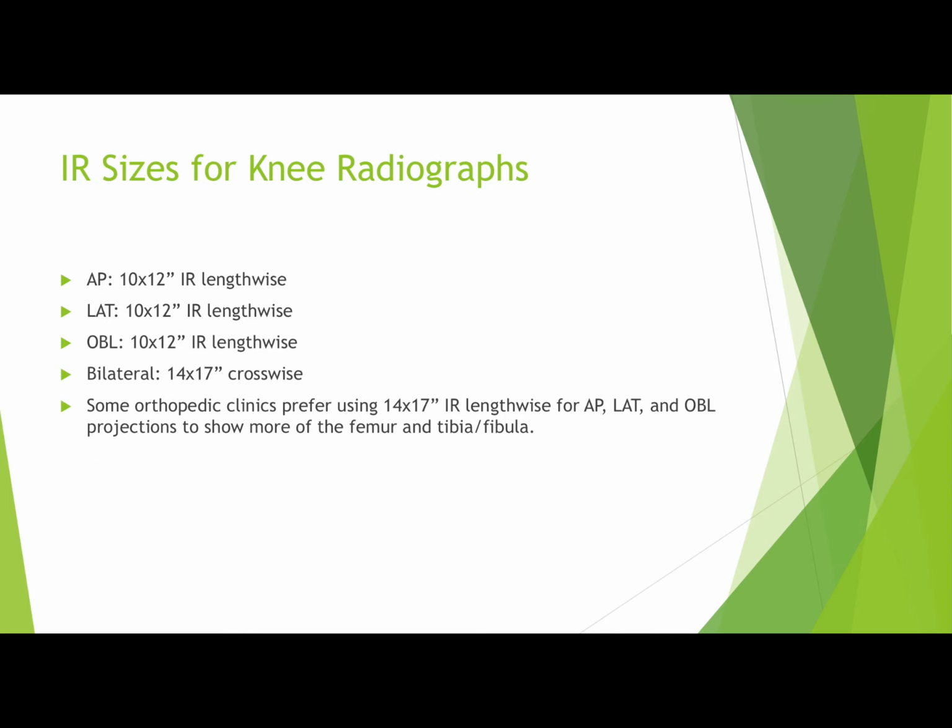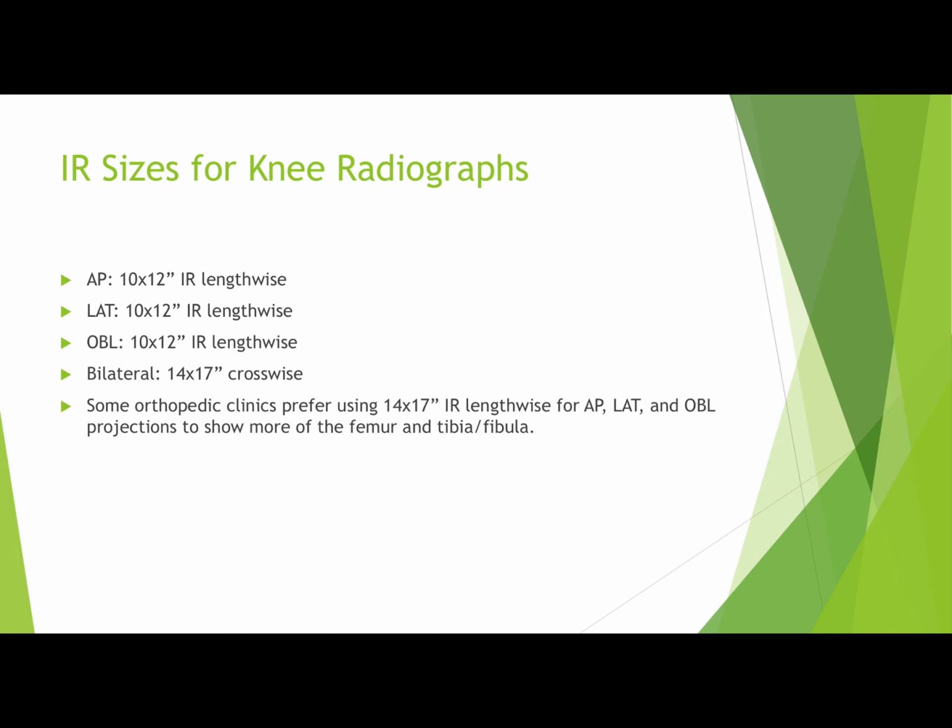This slide shows the different IR sizes for knee radiographs. The AP knee requires a 10 by 12 inch IR in lengthwise position. The lateral knee requires a 10 by 12 inch IR in lengthwise position. The oblique projection also requires a 10 by 12 inch IR in lengthwise position. The bilateral knee, which is basically an x-ray that captures both the right and left knee, requires a 14 by 17 inch IR in crosswise position.